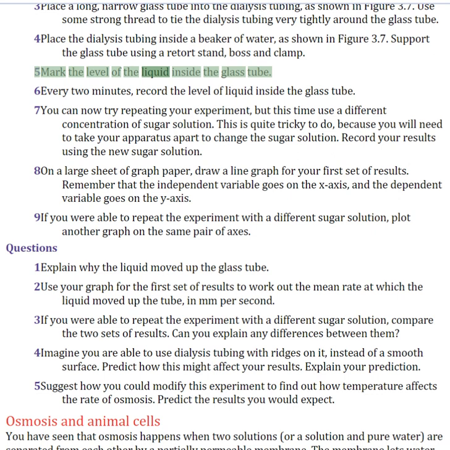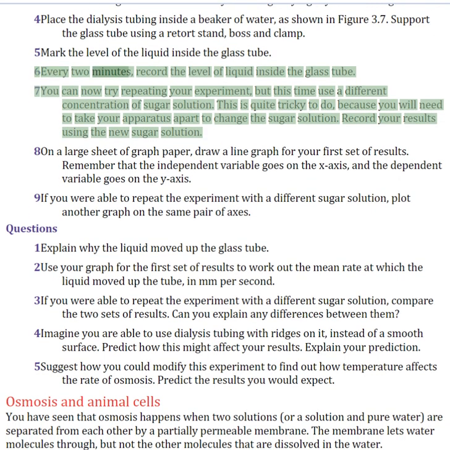5. Mark the level of the liquid inside the glass tube. 6. Every 2 minutes, record the level of liquid inside the glass tube. 7. You can now try repeating your experiment, but this time use a different concentration of sugar solution. This is quite tricky to do, because you will need to take your apparatus apart to change the sugar solution. Record your results using the new sugar solution.